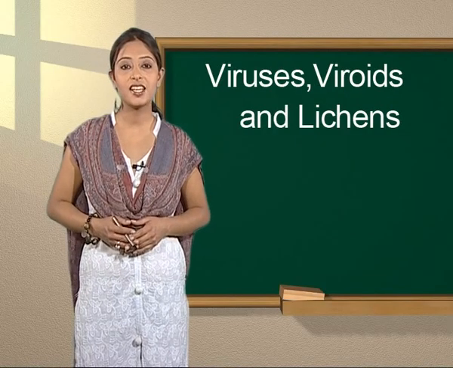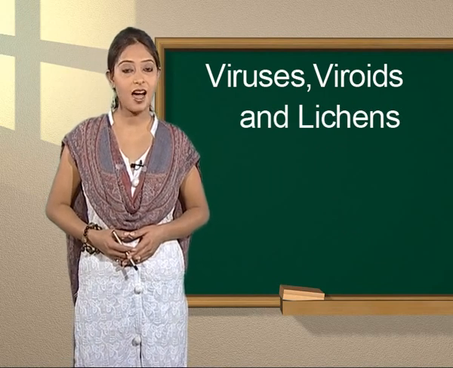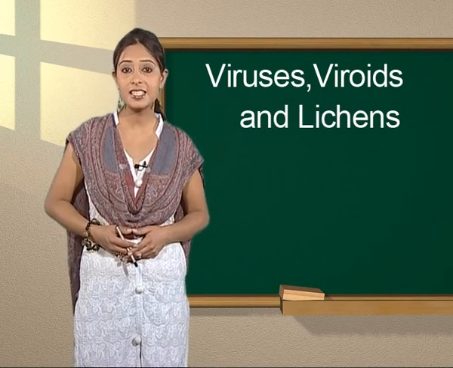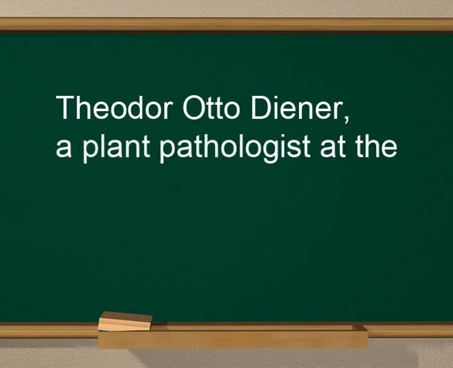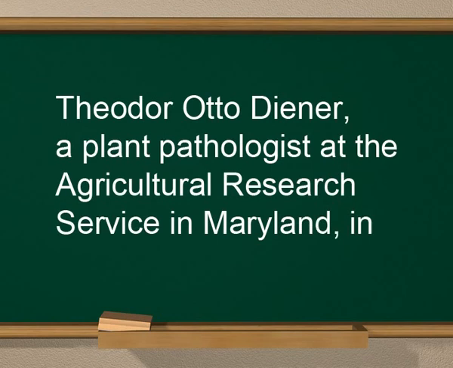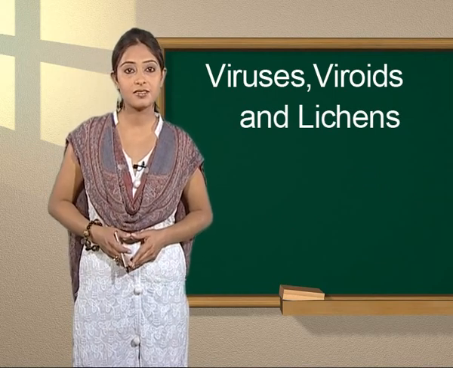My next question is, who discovered viroids? Answer. Viroids were discovered and given this name by Theodor Otto Diener, a plant pathologist at the Agricultural Research Service in Maryland in 1971. The next question is, what are viroids?